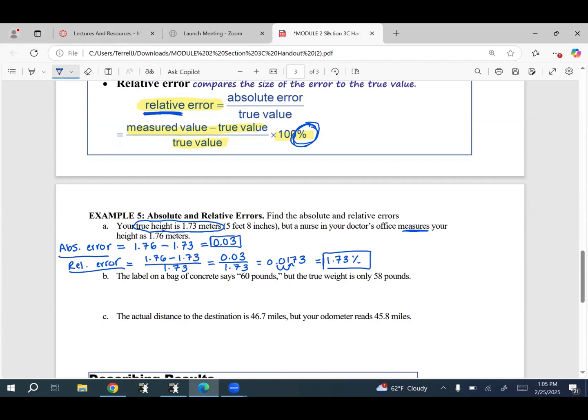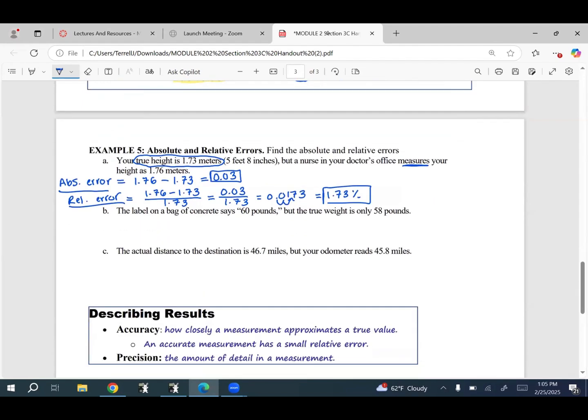Okay, let's look at the next one. It says the label on a bag of concrete says 60 pounds, but the true weight is only 58 pounds. So we want, again, the absolute error and the relative error. Let's write absolute error. The formula for that is measured minus true. Measured here is 60 pounds. And then you see true weight is 58. So measured 60 minus true 58 equals 2.